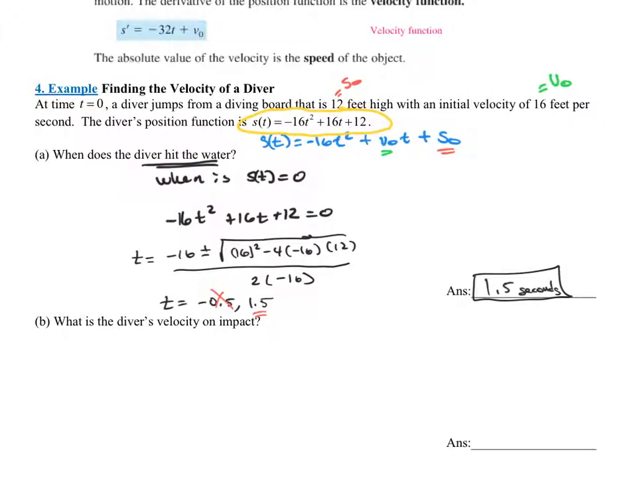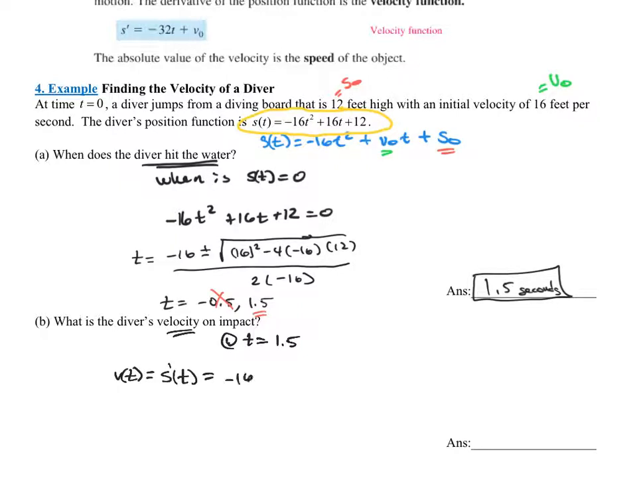But now it asks for the diver's velocity. So why did we do that first part? We need to define when the diver hit the ground. So 1.5 seconds is when the diver hit the ground. Now we need to know the velocity of the diver when they did. So now we need to find the velocity function. Again, the velocity function is the derivative of the position function. The position function was negative 16t squared plus 16t plus 12. So let's find the derivative of that.